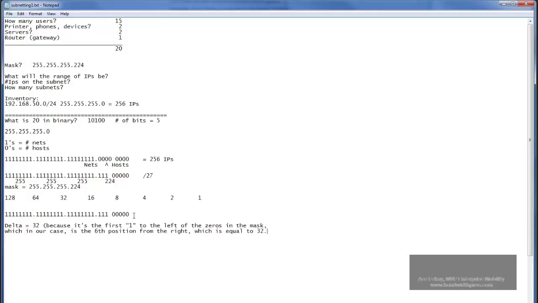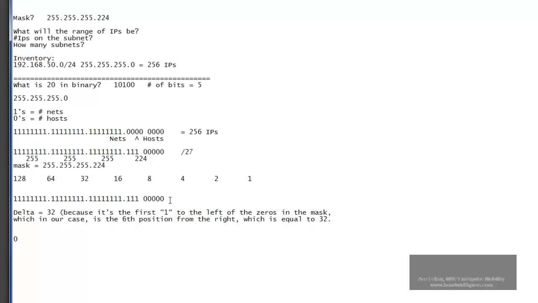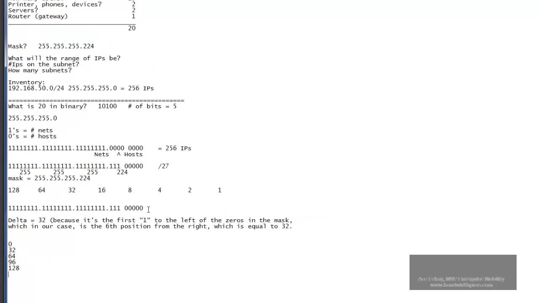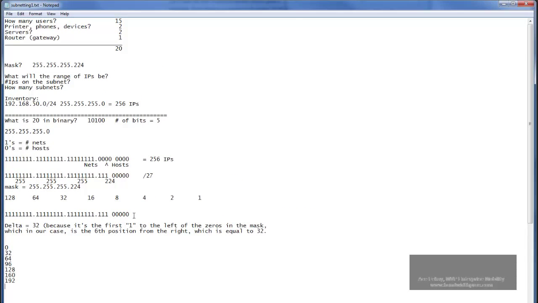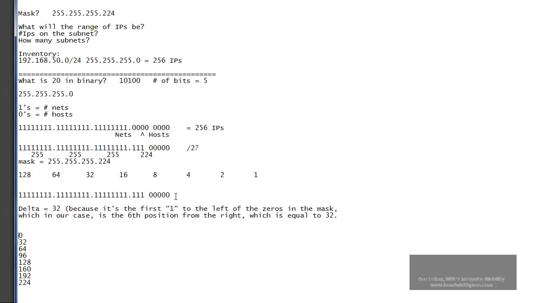All right, so what do we have now with 32? Basically, 0 starts the first range. Always 0. The second range is, in our case, the delta, 32. We just keep adding the delta to itself. If it adds up to 256, then you've gone too far, so I'm not going to put that in. So right now we have 1, 2, 3, 4, 5, 6, 7, 8. 8 ranges. That's what they are.